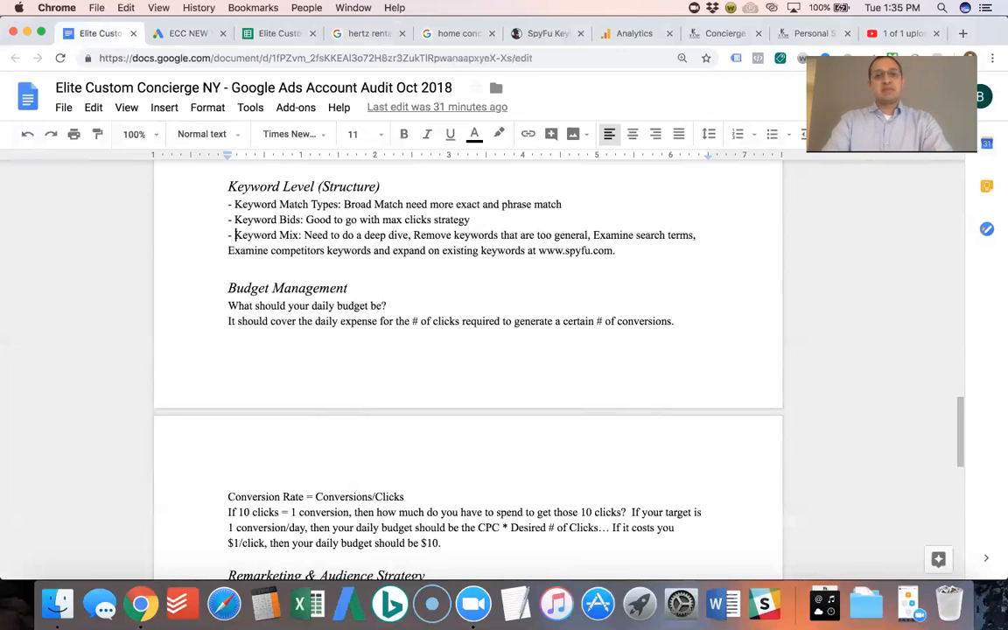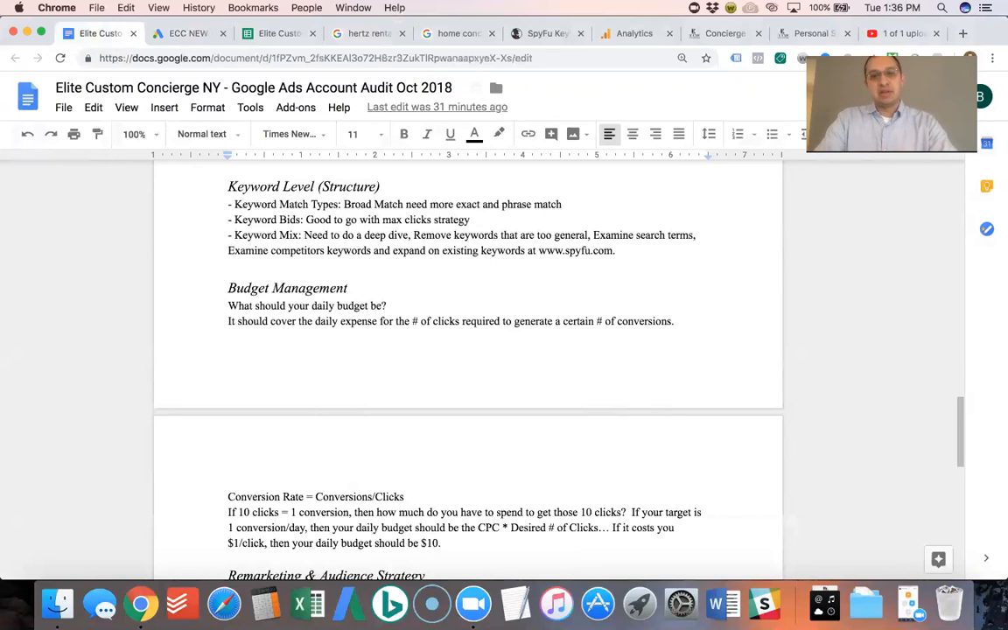The keyword mix, we need to remove a few of your keywords. There's some that are just really general. Like one of them, I think, was just the word assistant by itself in a broad match. Super general, definitely not the right intent behind the keyword assistant. And you're bringing in some other searches that are just not going to be what you're looking for. So we want to look at your search terms a little bit deeper.